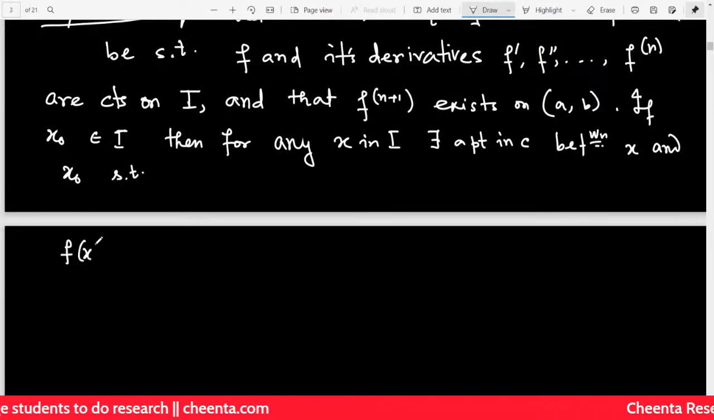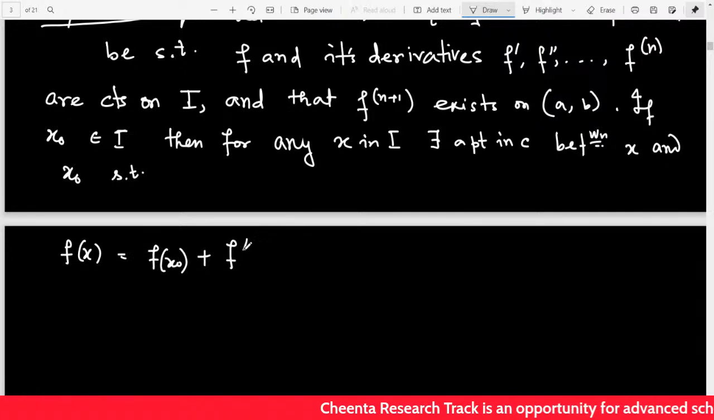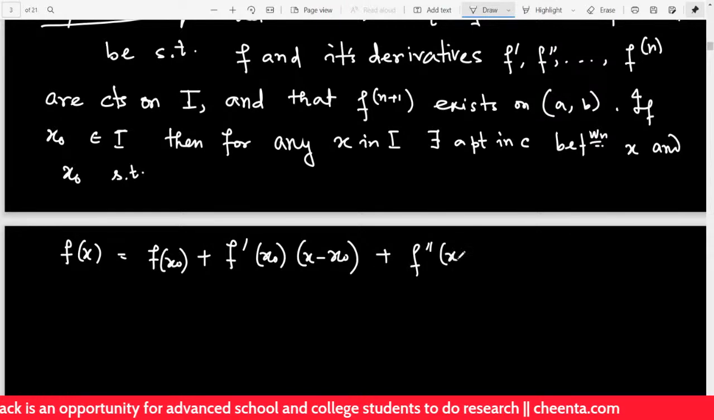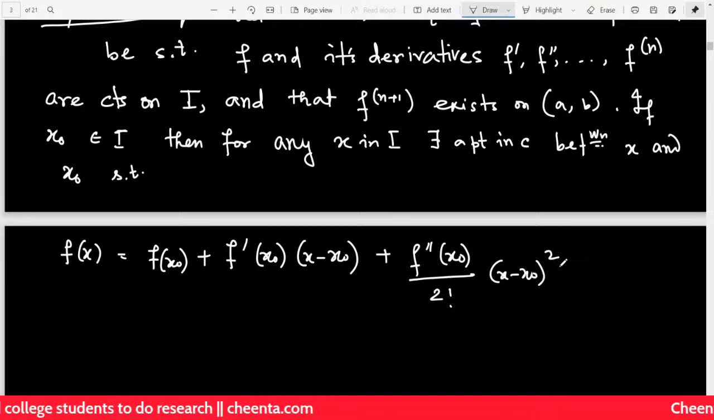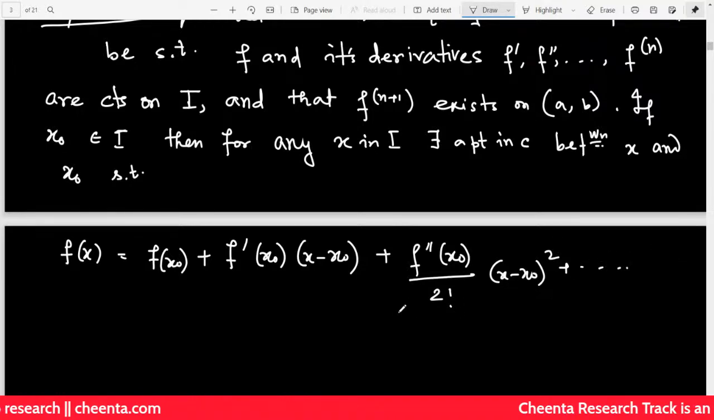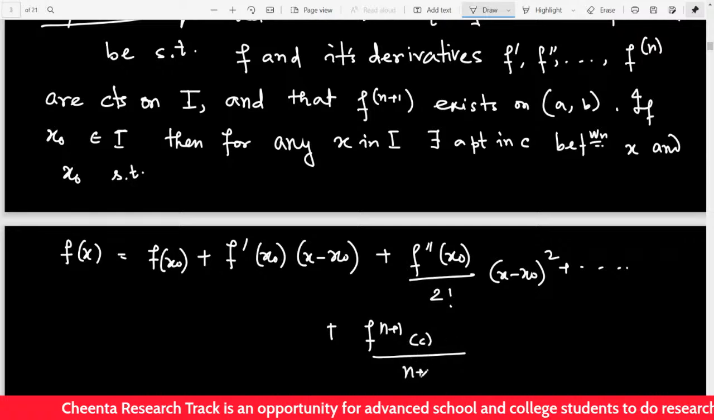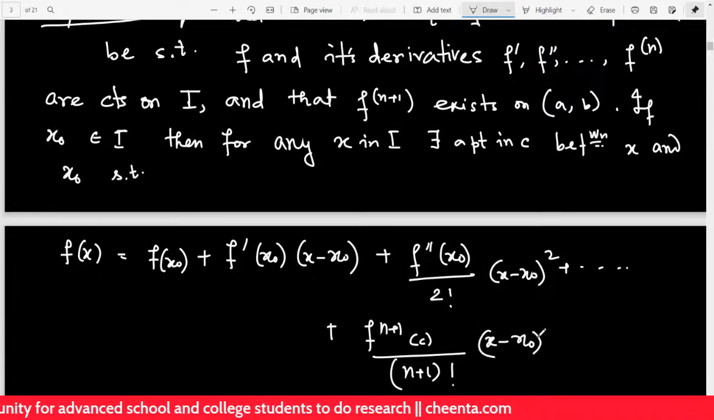That is, f of x equals f of x naught plus f prime of x naught into x minus x naught, and it goes on like this, plus f double prime of x naught by 2 factorial into x minus x naught whole square, plus dot dot dot, plus f^(n+1)(c) by (n+1) factorial into (x minus x naught)^(n+1). So this is the theorem that we all know about.